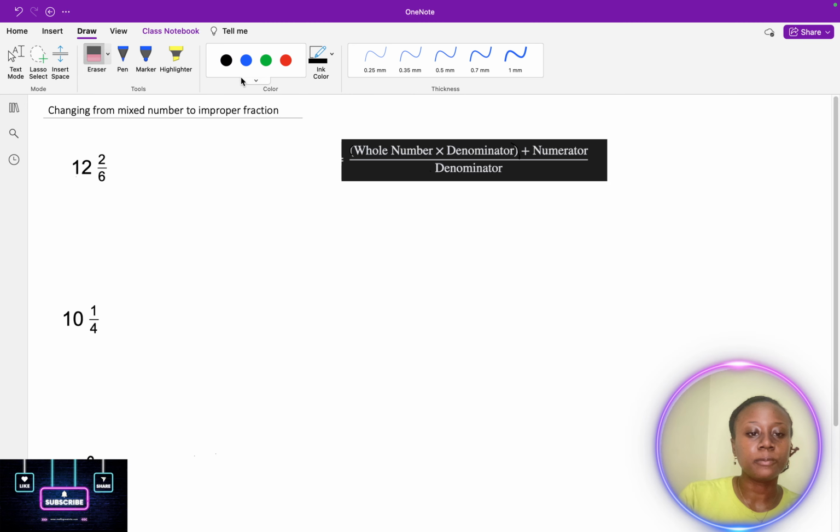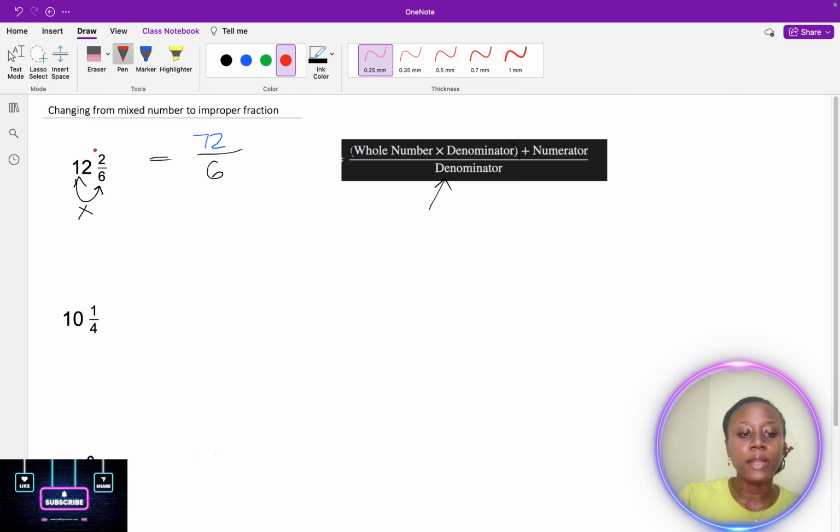Alright, so let's look at the formulae and do a few examples. Let's begin. So we want to copy that denominator, step 1, because it remains the same as you can see from the formula. As for the numerator, we want to multiply down and then add up. So we have 12 sets of 6, which is going to be 72. And then we want to add up, which is going to be our numerator here. So we have 72 plus 2, and that's equal to 74 over 6.